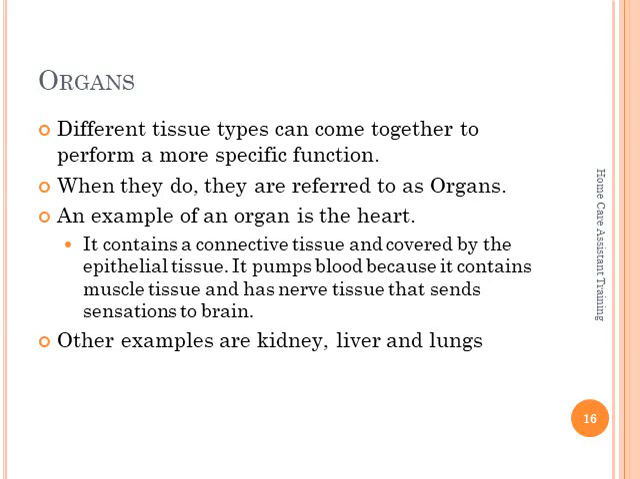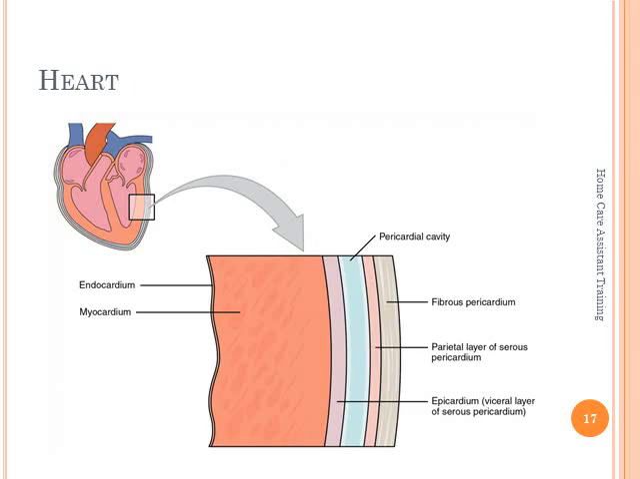Another example is the kidney, which sieves the blood for urine. Another example is the liver. Another example is the lungs. These are examples of organs. So we talk about the heart. The red part, which is the biggest part, is the myocardium, and that is the connective tissue. Mostly connective tissue makes up the bulk of organs.